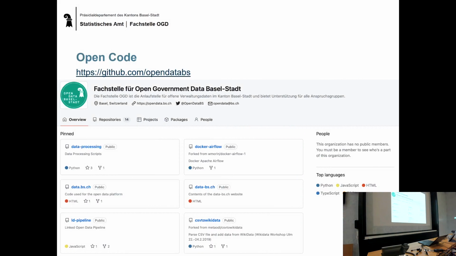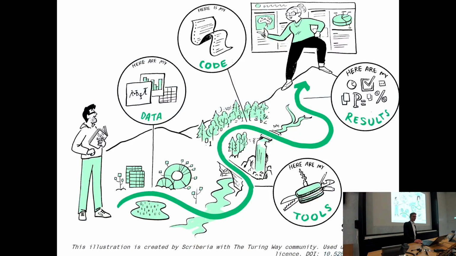As soon as our ETL, extract, transform, load processes are automated, are coded, they can be put in the open, and we have done this. We have a repository, or actually an organization at GitHub, Open Data BS, and if you look at this repository here, it's called data processing, then you will find all our Python code that actually does the data processing. I hope there are no passwords. Please send it to me if there are any passwords. But no, of course, there are none. So everything's open here, and we're really proud of this.